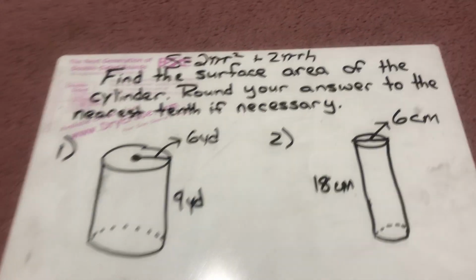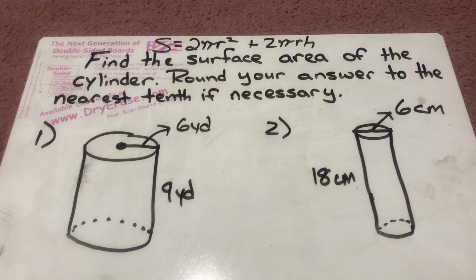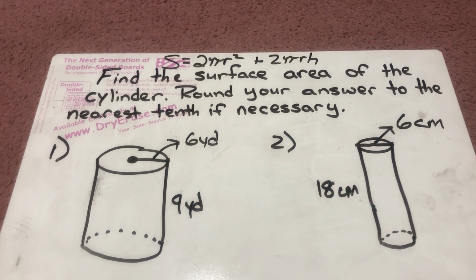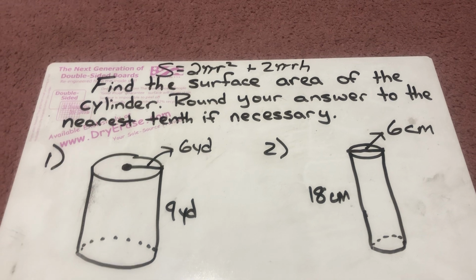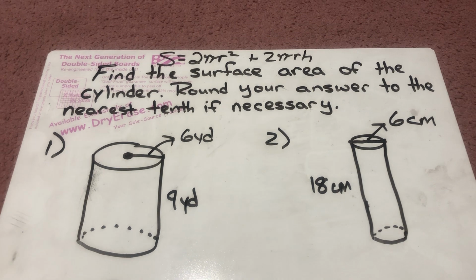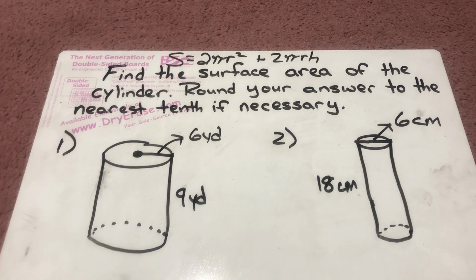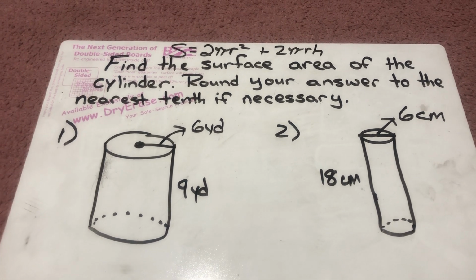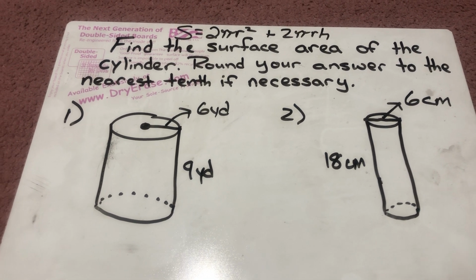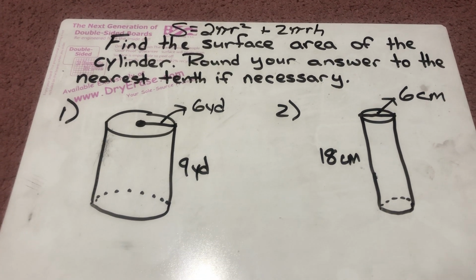All right, seventh grade. Well, we are continuing right along here in chapter 10. Today, our focus is going to be on finding surface area of cylinders. In our previous lesson, 10.1, we focused on finding the surface area of prisms, triangular prisms, rectangular prisms, and so forth. So, our focus today is going to be on finding the surface area of the cylinder. And then this says round your answer to the nearest tenth if necessary.